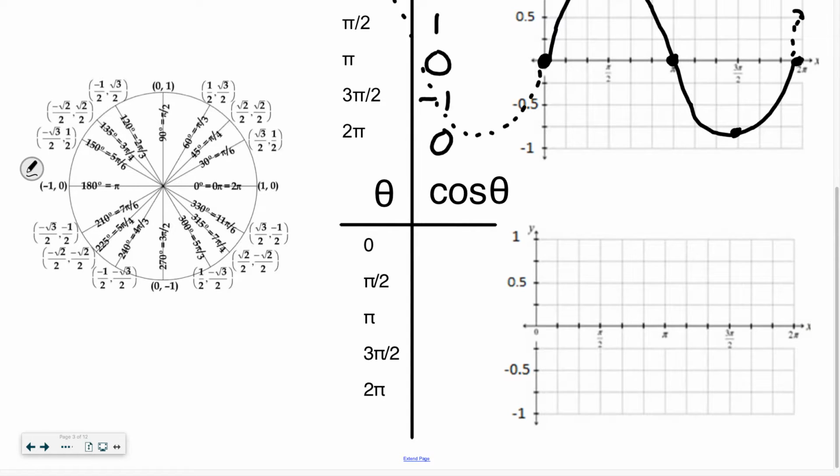Okay, so fill out that table of values. Check in with your podmates, are you getting the same answers?